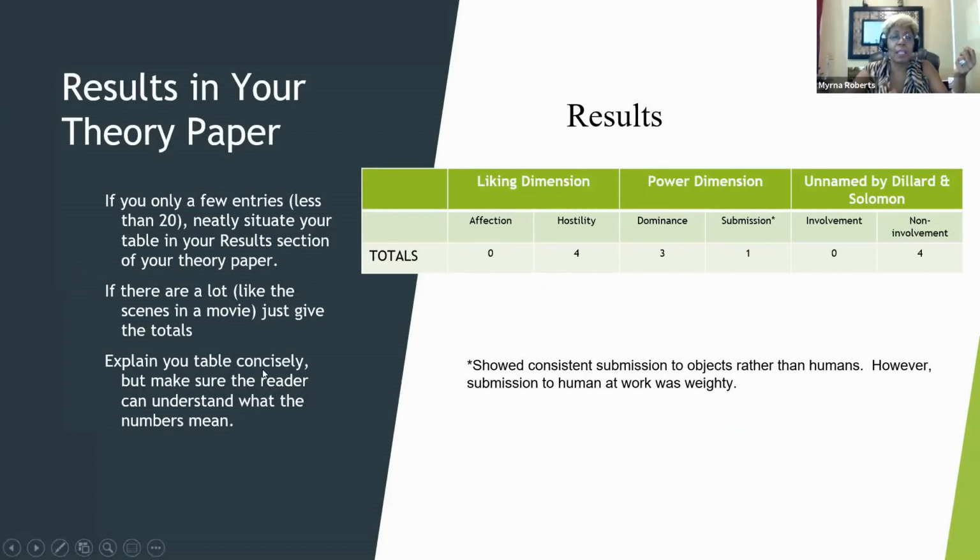And then you concisely explain what the table means. I mean, the results section is very short. Boom. Here's what I found, and here's how this is related to my questions. This is the answer to my question, boom.